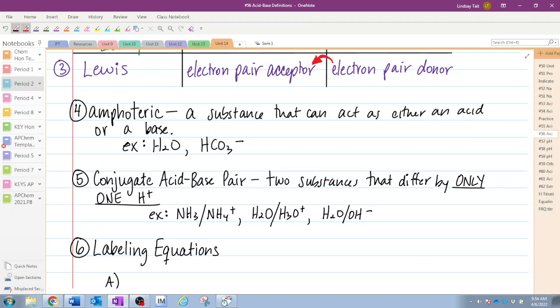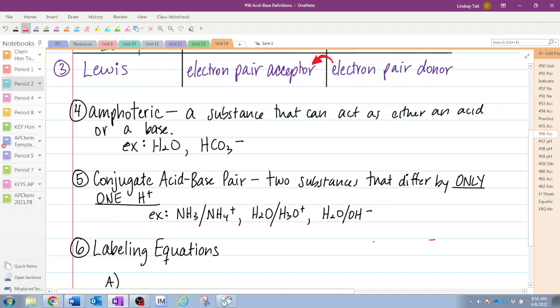So don't write this one down because I'm going to erase it, but oftentimes they put as a wrong answer choice on a multiple choice question H3O plus and OH minus. Why are they not a conjugate acid-base pair? What do you got? It's 2 hydrogens. Not okay, guys. They cannot differ by 2 hydrogen ions. Only 1. So why is that?